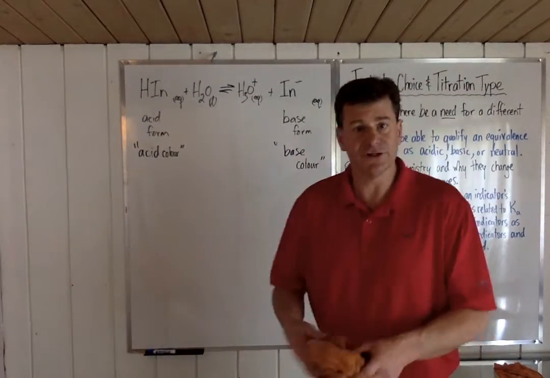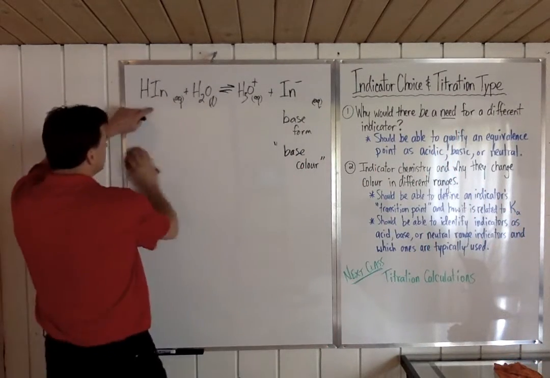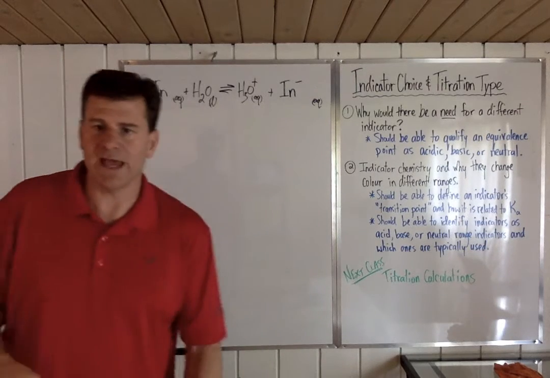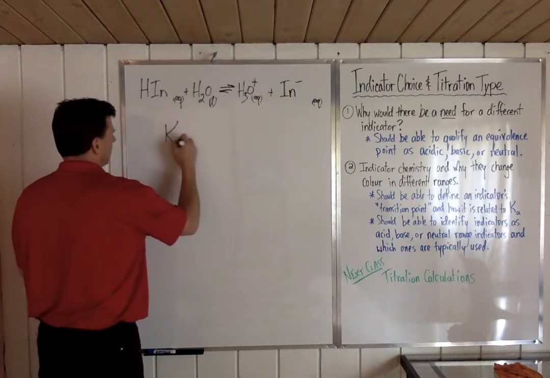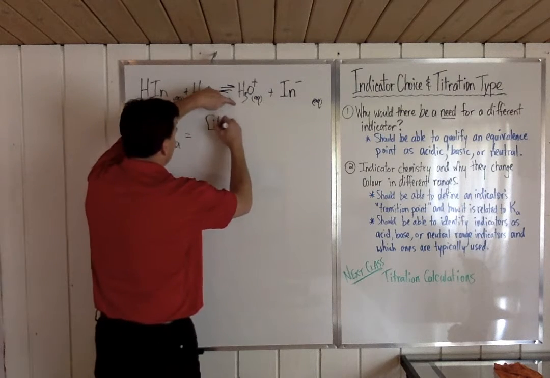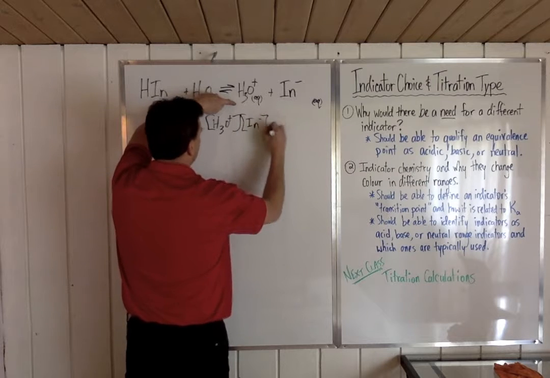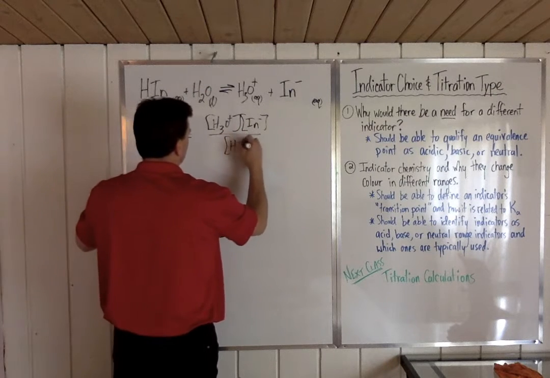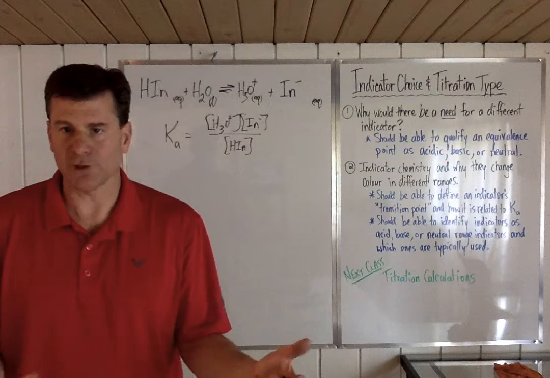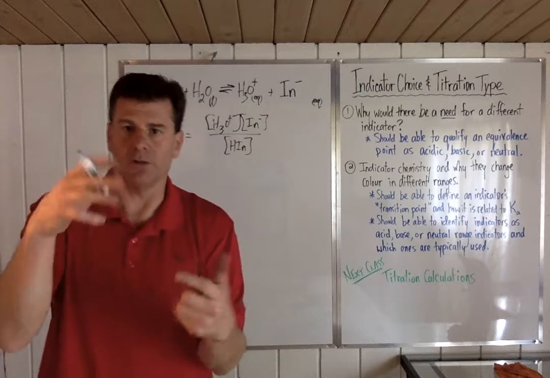Now, if that's the equilibrium of your typical indicator, it's just an acid equilibrium. That's what it looks like, right? It's just these acting as a weak acid, right? HIN, the indicator, is acting as a weak acid. Well, this would have a Ka. And that Ka expression would be hydronium times the IN minus over the HIN. So there is that mathematical relationship. And so the Ka is just a ratio of all those concentrations put together in that form.